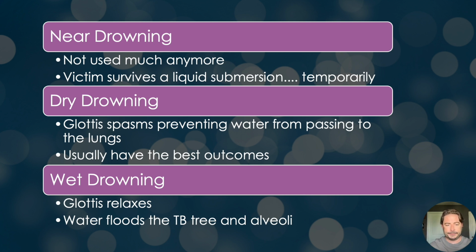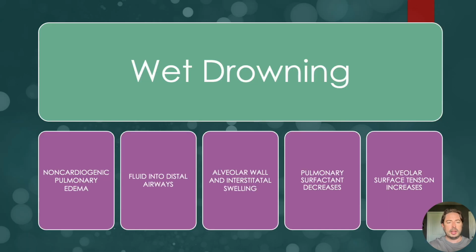And we see two different pathophysiologies that are associated with those, and we're going to break those down right now. When we look at wet drowning, these patients are at risk of non-cardiogenic pulmonary edema. So they have fluid in their alveoli and their distal airways that is not associated with the heart backing up fluid from the left side of the heart. This fluid typically floods and comes into the distal airways.